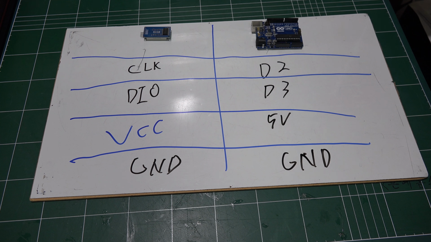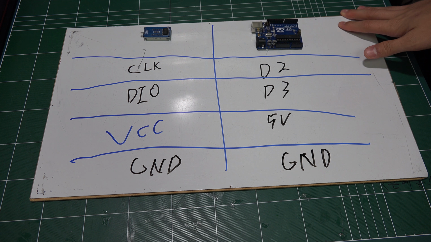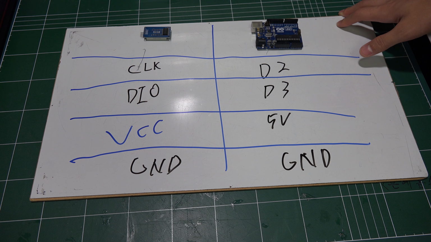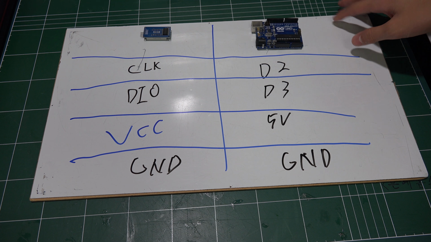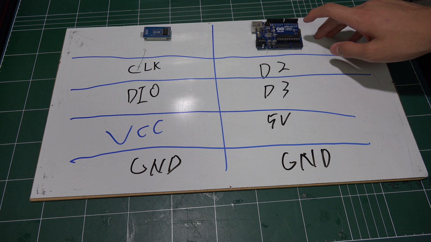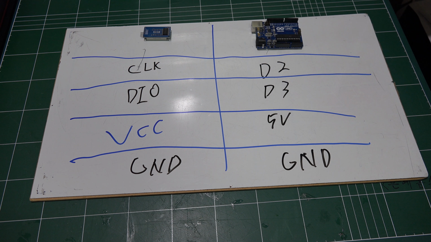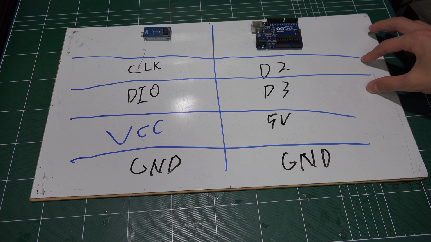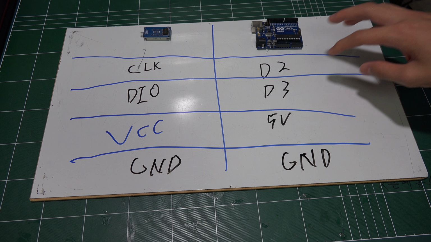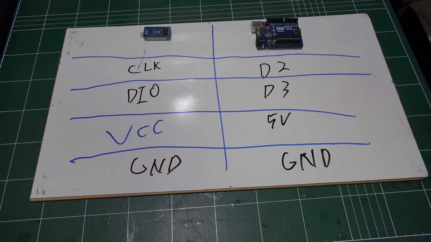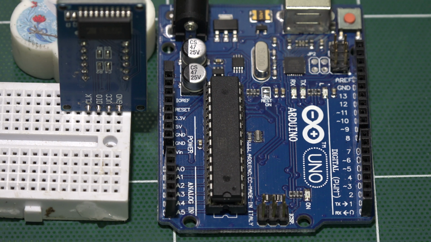It really looks the same as the I2C integrated circuit, which uses analog A4 and A5, but this one uses digital 2 and digital 3. Yeah, but that does not matter. So let's connect it.